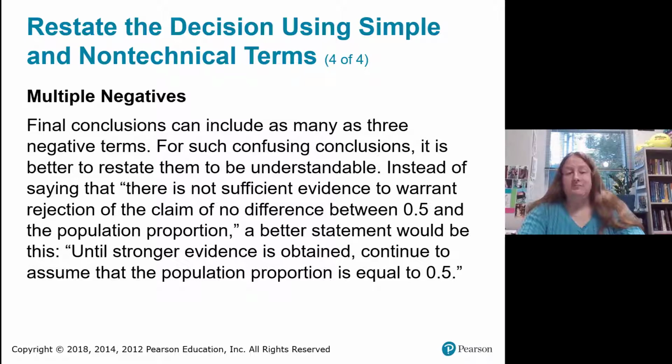So instead of saying something like there is not sufficient evidence to warrant rejection of the claim of no difference between 0.5 and the population proportion, we might instead say something like until stronger evidence is obtained, continue to assume that the population proportion is equal to 0.5. So we try to simplify it in English and avoid lots of double negatives and triple negatives, but it's important that we avoid that misleading word accept as we go through that.